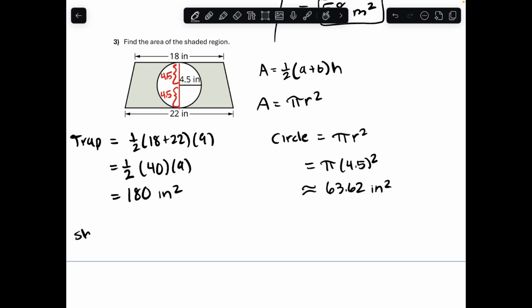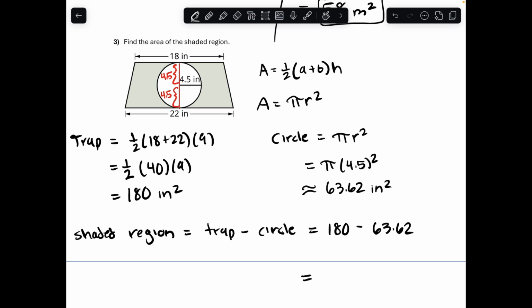So the shaded region is going to be equal to our trapezoid minus our circle, which is going to be 180 minus 63.62, which gives us a grand total of 116.38 inches squared.